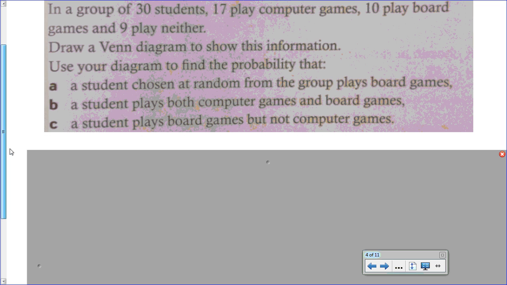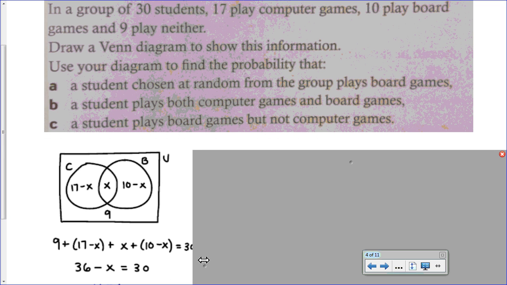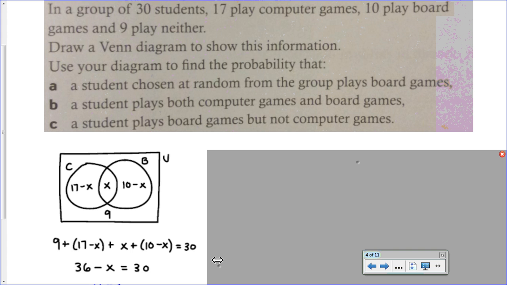So at the start, you're going to want to draw a Venn diagram that has an X in the overlap region. And then you can conclude or deduce that the region in the computer games circle must be 17 minus X, because the X from the overlap region would not be included in this region here. And the board game circle is going to be 10 minus X. And 9 students out here in the universal set that play neither game.